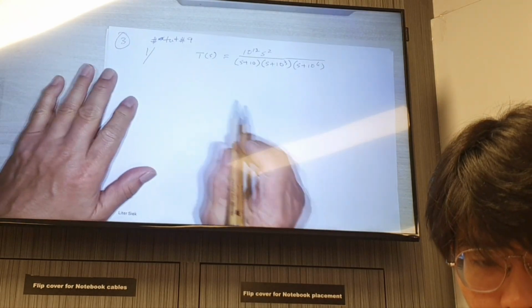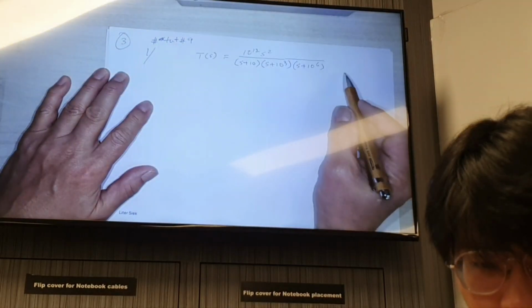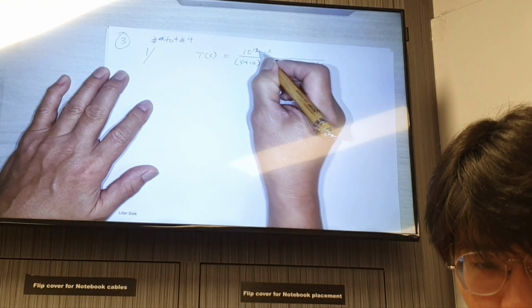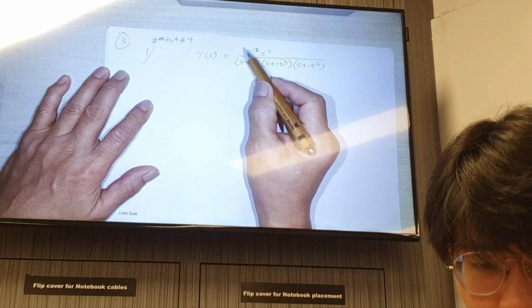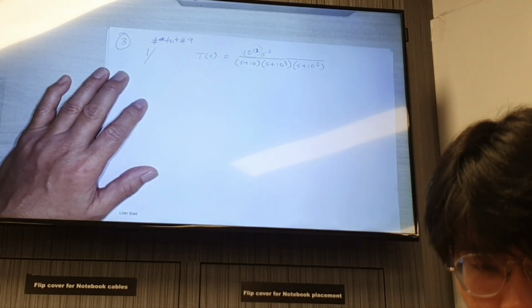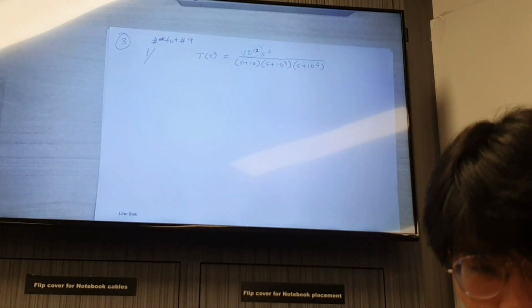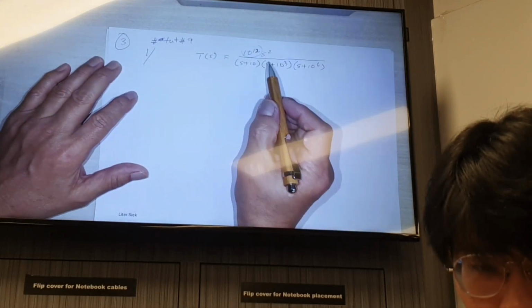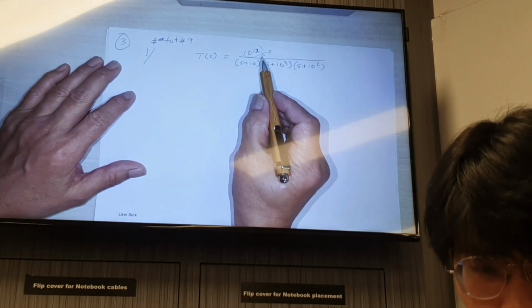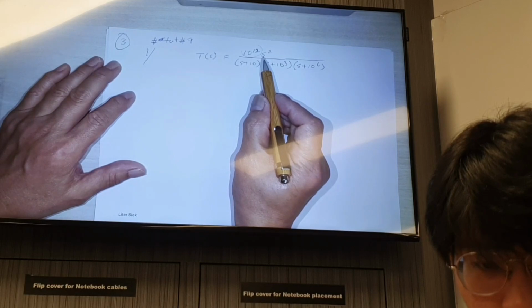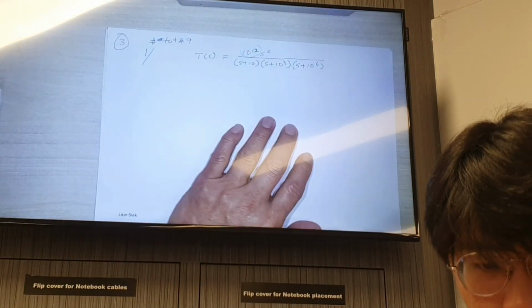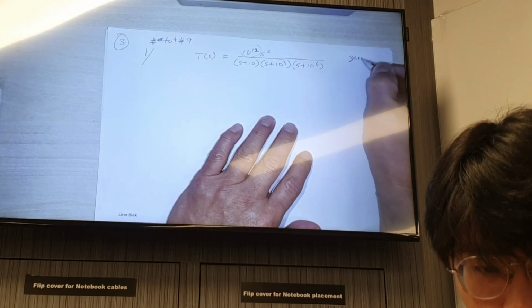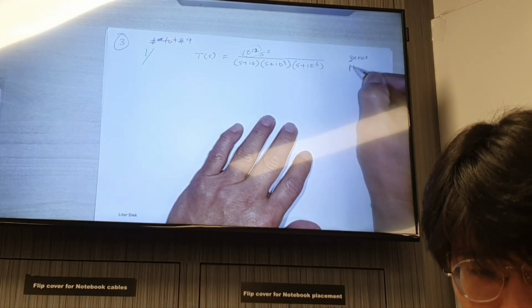Here we are given this transfer function, and on the top you get a gain. This is your DC gain, 10 to the power of 12, and it has 2 zeros on top, S squared, and 3 poles below. So what is the difference? What are zeros and poles?